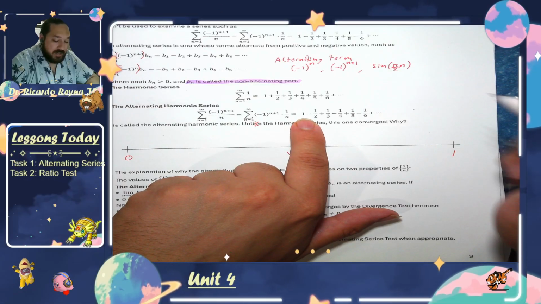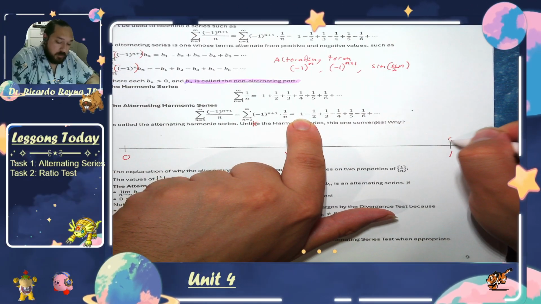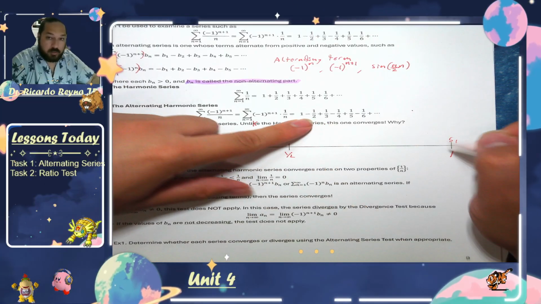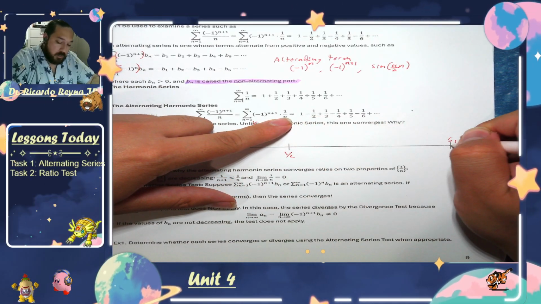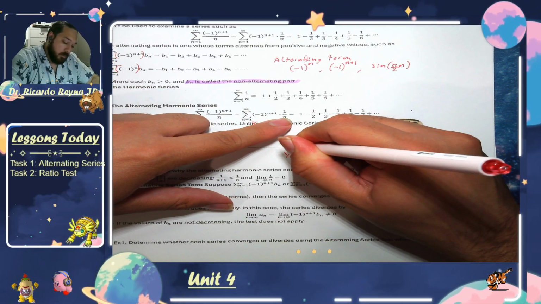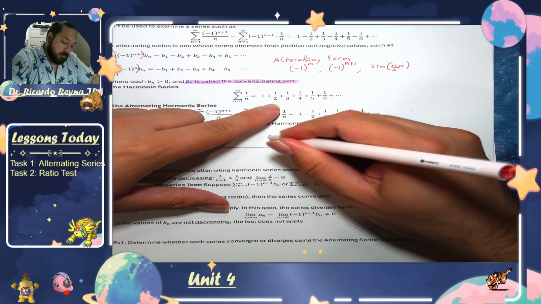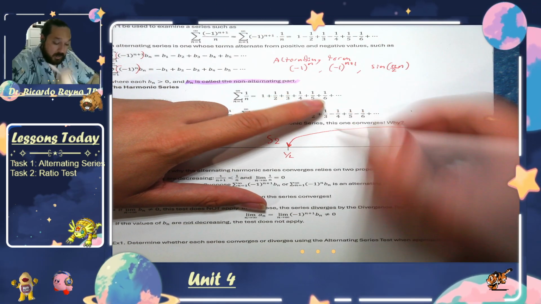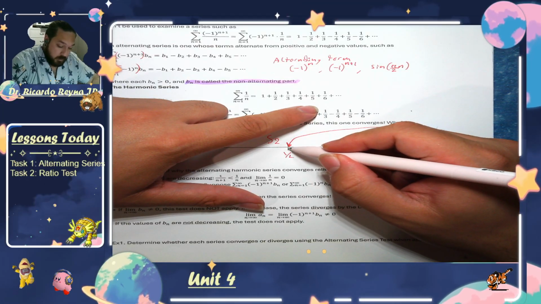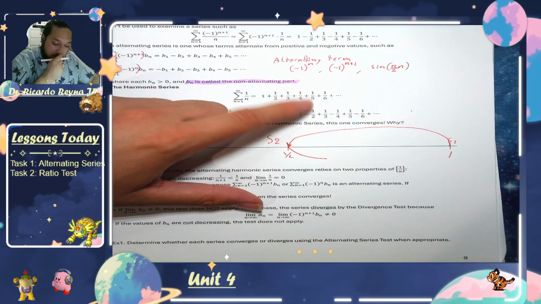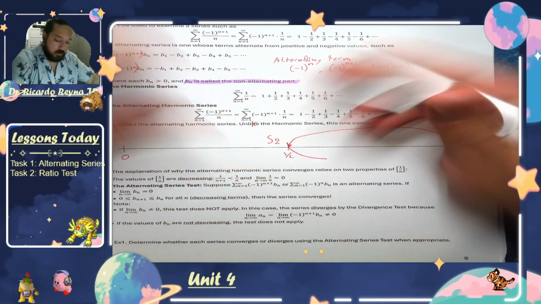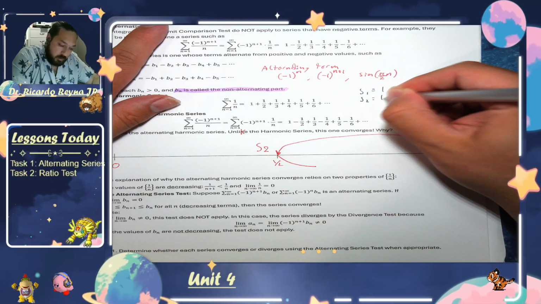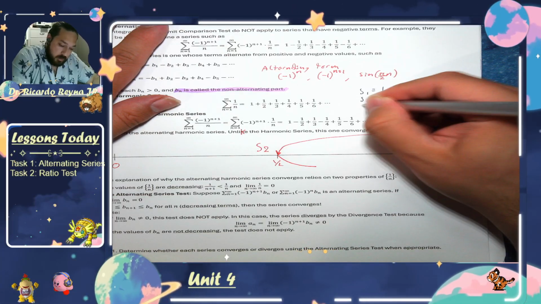Now, when I do S1, I'm just adding the first term, so it's going to be over here, S1. Then I add the second term. What is S2? That's 1 minus 1/2, so it's going to be over here, S2. Then I'm adding 1/3. Let me get the actual number for that real quick. So S1 is 1, S2 is 1 minus 1/2, which is 1/2.